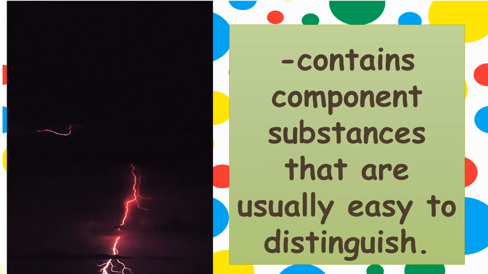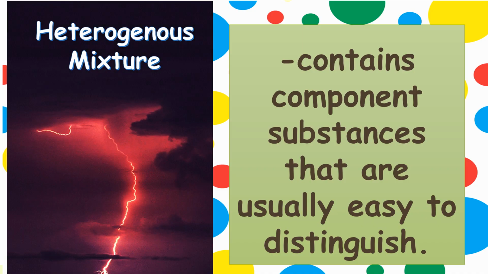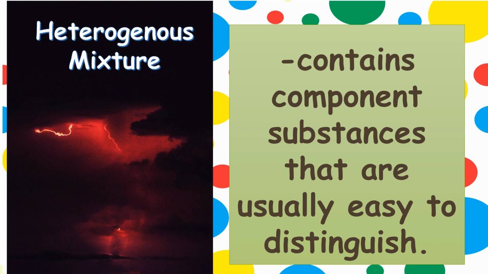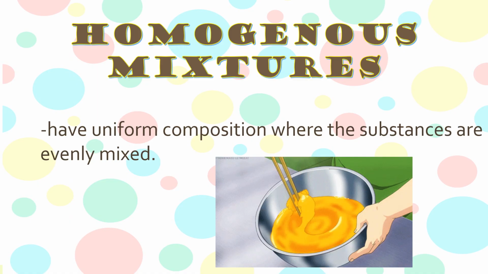While heterogeneous mixture contains component substances that are usually easy to distinguish. Homogeneous mixture is uniform. When we say uniform, it is the same composition where the substances are evenly mixed.